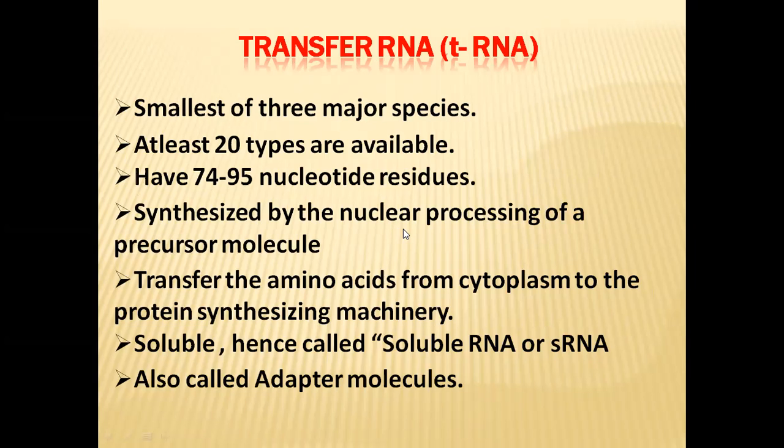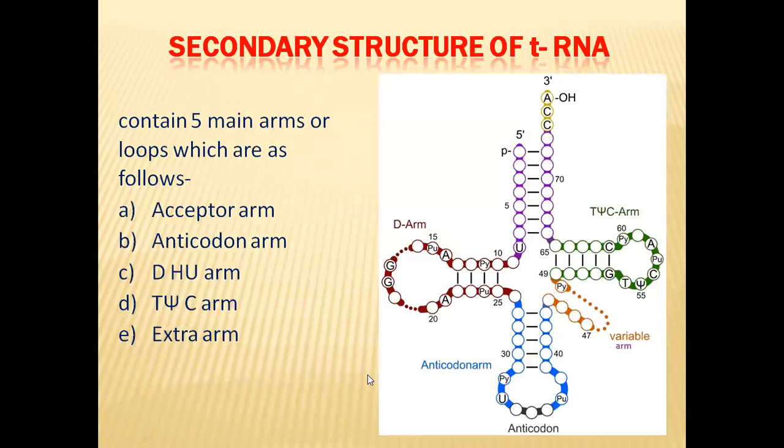This tRNA finally enters the cytoplasm, and these tRNAs will bring amino acids to the area where protein synthesis is being done. They are soluble, so they are called soluble RNA or sRNA also. And they are also called adapter molecules. Why? Because during protein synthesis they bring amino acids and adapt to the protein synthesizing machinery, and they transfer amino acids to the synthesizing protein chain. So that's why they are also called adapter molecules.